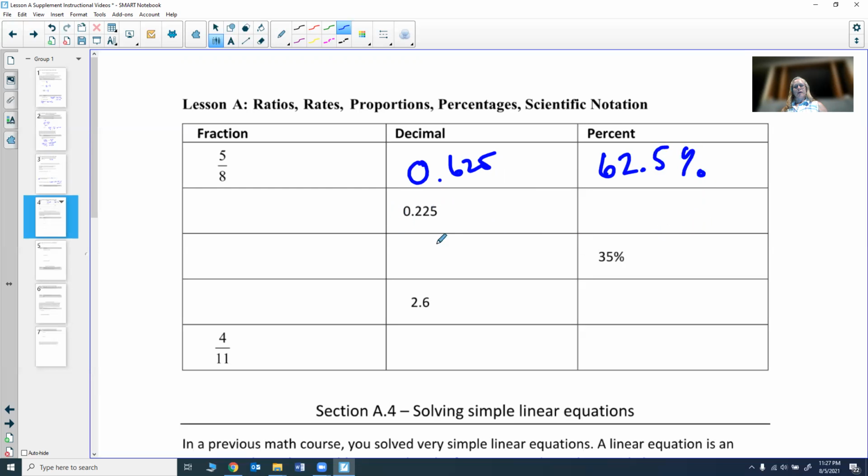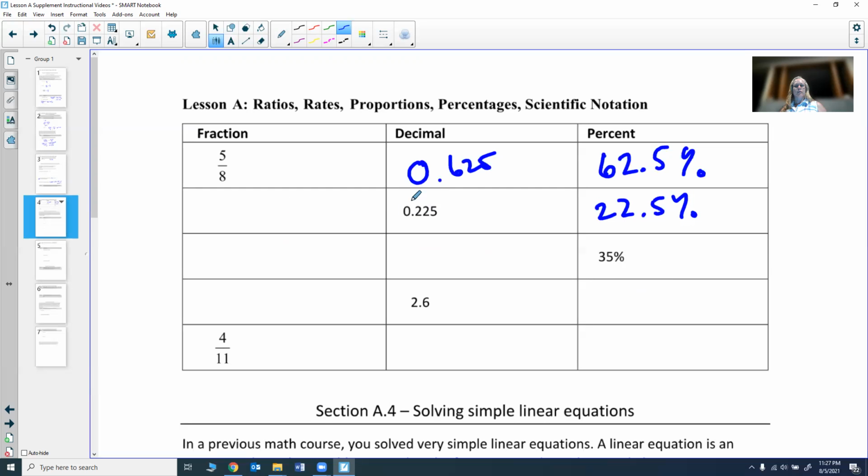Now let's move down to the next one. We have the decimal 0.225. I want to convert that to a fraction and to a percent. It's a lot easier to go to percent, so let's do that first. Again, you just move the decimal place 2 places to the right. So instead of 0.225, it's 22.5, and then add in the percent symbol.